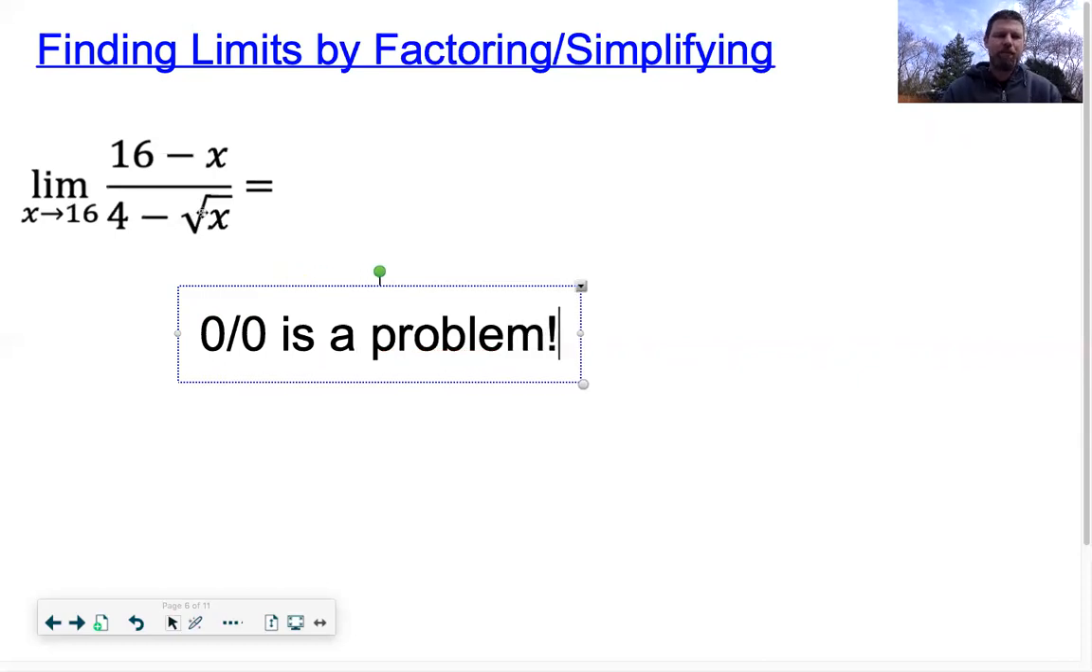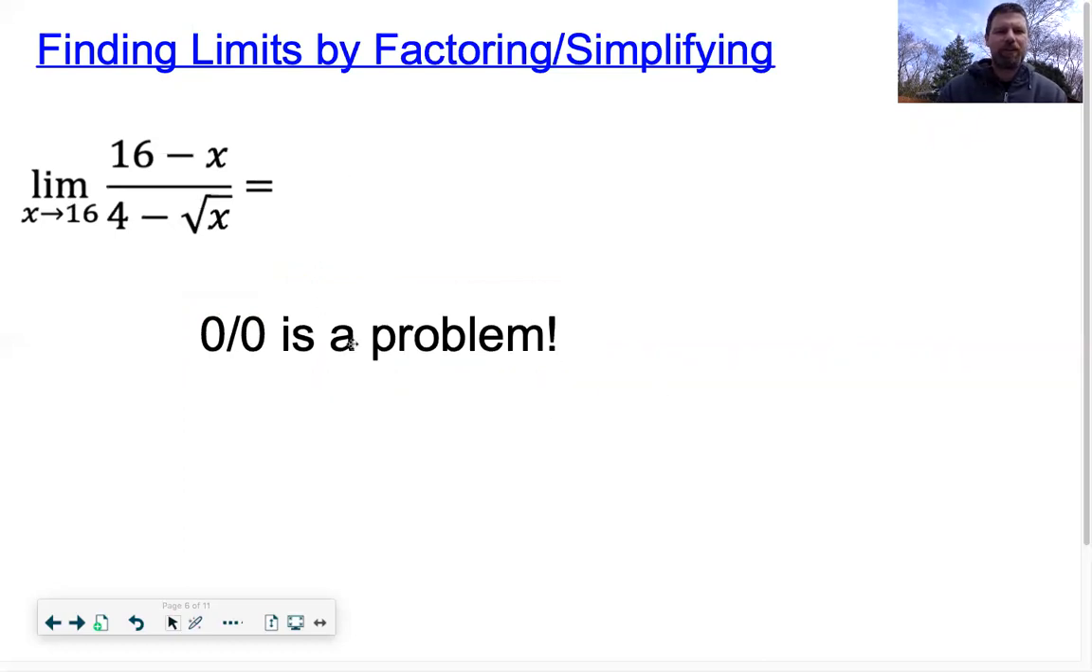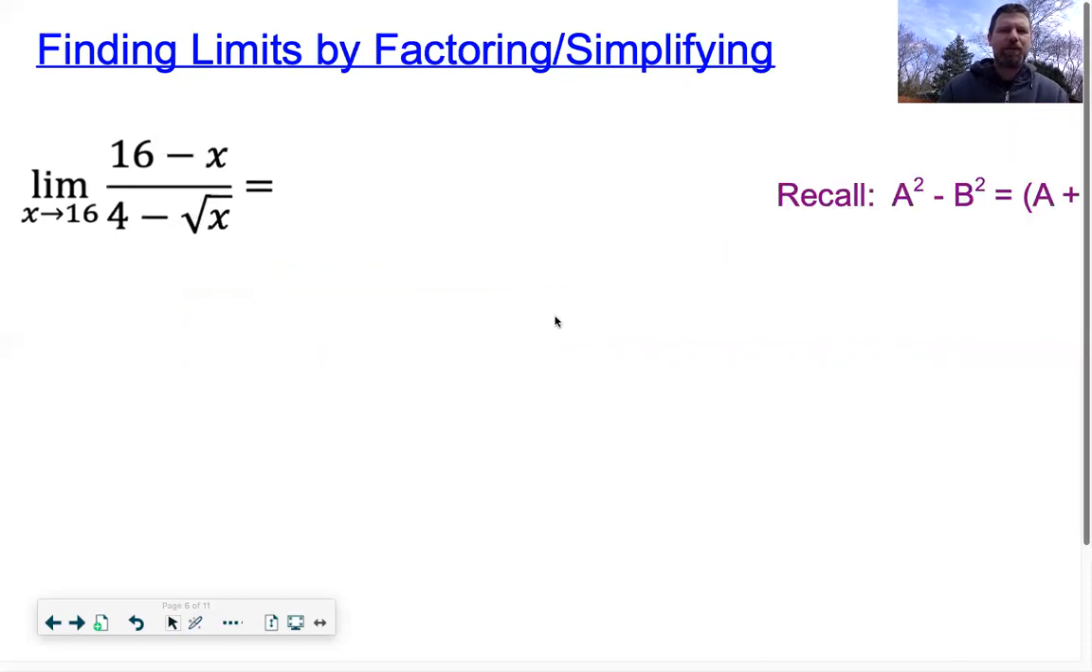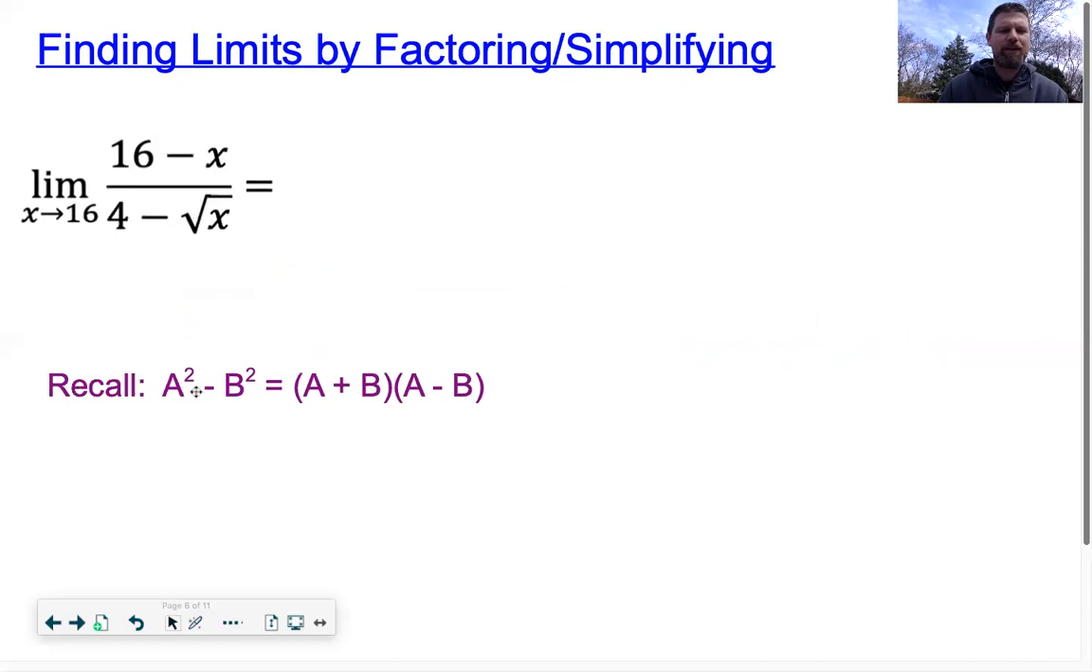It is not a number. I can't say it's undefined for a limit because maybe I go towards something and I just don't know. So I can't deal with that. I've got to find some way to fix it. One of the ways we can fix it is by factoring. You may recall that a squared minus b squared equals a plus b times a minus b. Hopefully you do. That's a pretty big one you should definitely know.